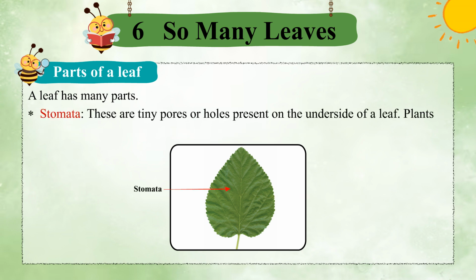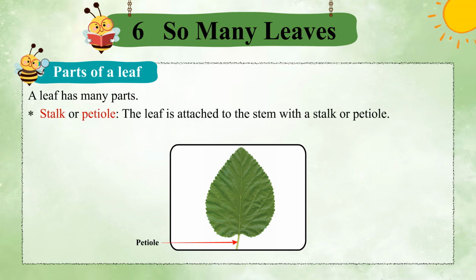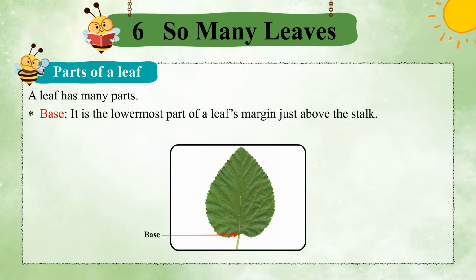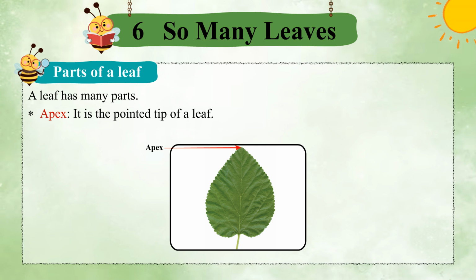Stomata. These are tiny pores or holes present on the underside of a leaf. Plants breathe through these tiny pores. Stalk or petiole: the leaf is attached to the stem with a stalk or petiole. Base: it is the lowermost part of a leaf's margin just above the stalk. Apex: it is the pointed tip of a leaf.